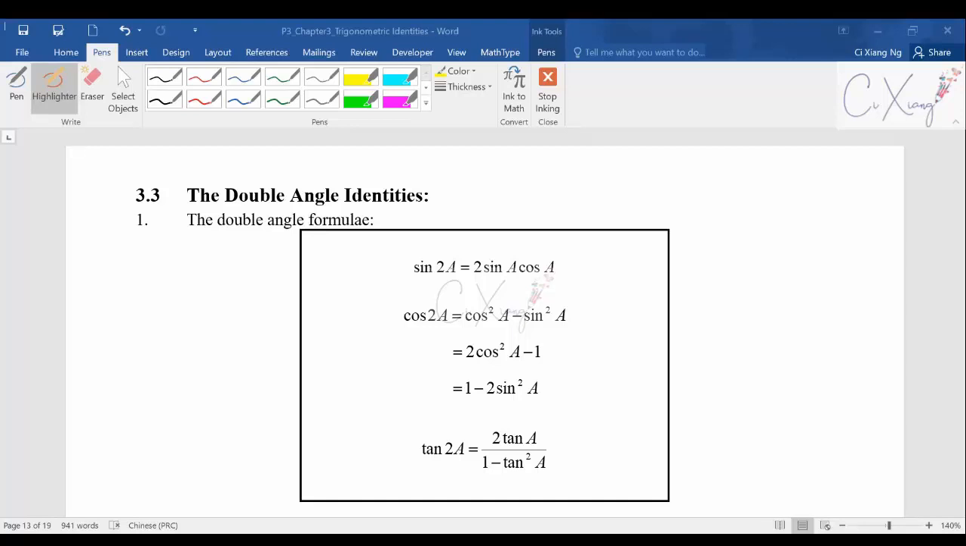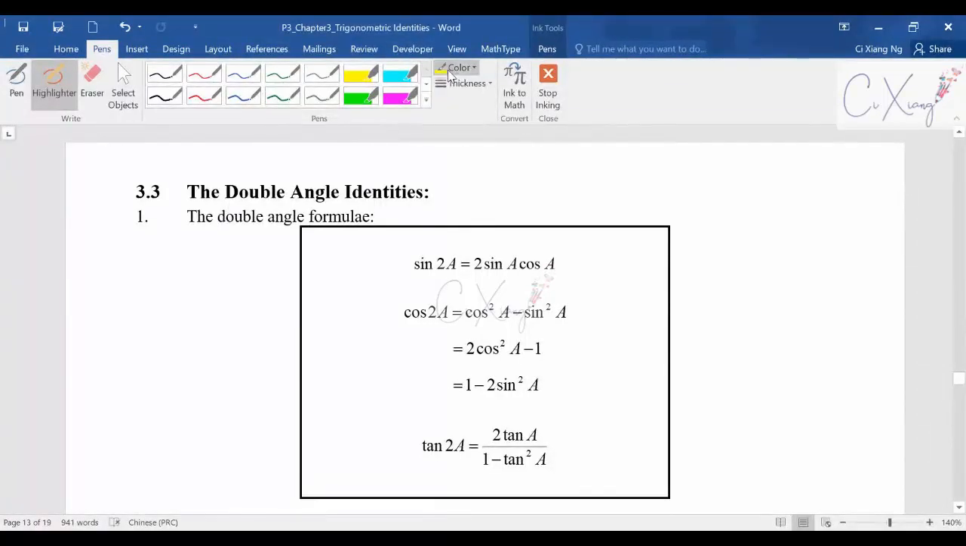Okay, so for double angle identity, generally, if you want to memorize it, you can use your knowledge in the previous set of identity, the compound angle. As an example, for my compound angle, I'm having sine A plus B, which equals sine A cos B plus cos A sine B. To change it to the double angle formula, you just need to replace the B by using A.